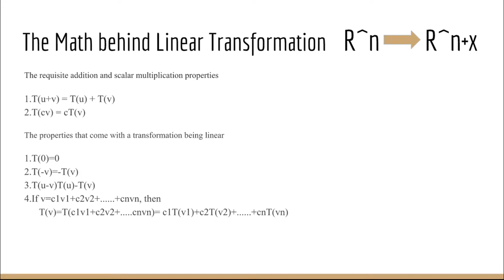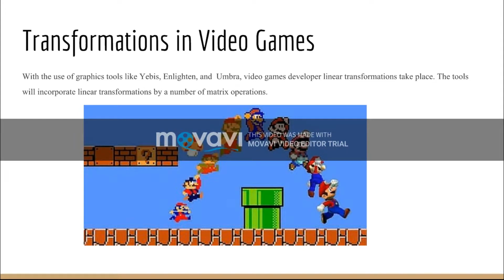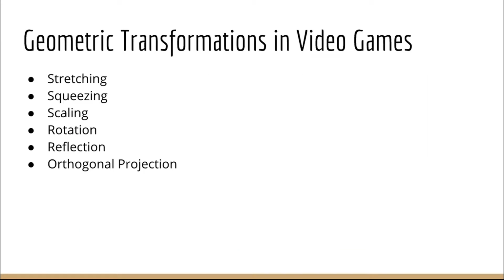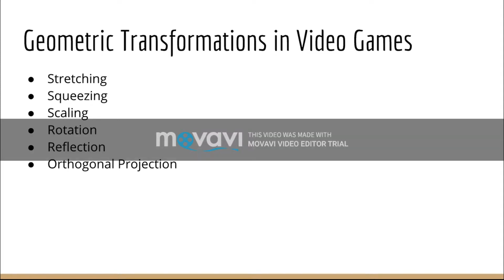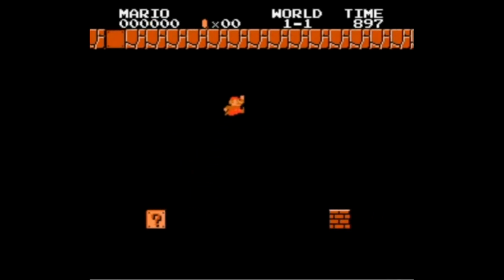Matrices are used in the contemporary game industry to allow us to compute the requisite linear transformations that allow the graphics to be displayed in a consistent format. So in a way, matrices are a device that allow us to conduct transformations like stretching, squeezing, scaling, rotation, reflection, and orthogonal projection.